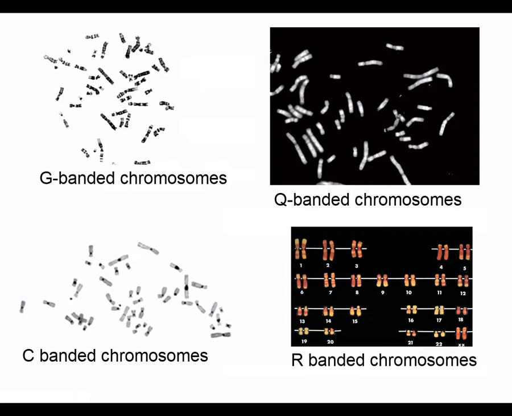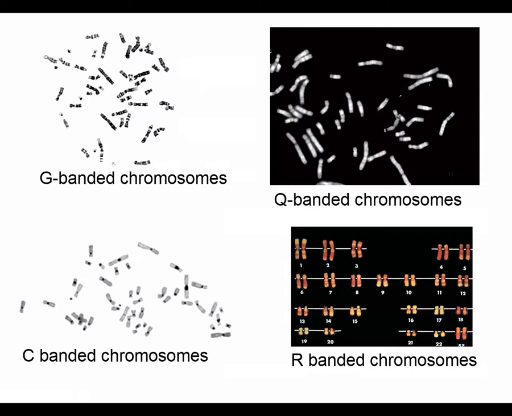You have acrocentric chromosomes where the centromere is near one end, and you have telocentric chromosomes where the centromere is completely at the end of the chromosome. In humans, we don't have any telocentric chromosomes. We only have metacentric, submetacentric, and acrocentric. But other species have telocentric.